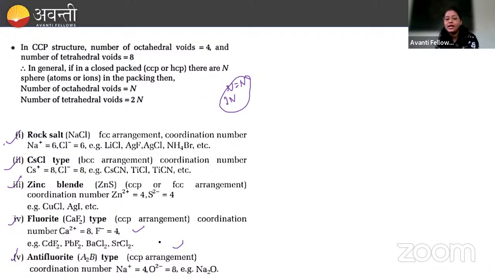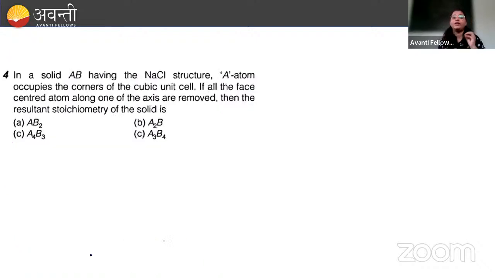Next, if we want to determine the formula for a given compound, then we should consider the cell structure. So here, in a solid AB having the NaCl structure, AB का स्ट्रक्चर कैसा है? NaCl जैसा. NaCl का स्ट्रक्चर कैसा है? CCP हम लोग बोल सकते हैं या फिर FCC स्ट्रक्चर बोल सकते हैं. A atom occupies the corners of the cubic unit cell. If all the face centered atoms along one axis are removed, then the resultant stoichiometry of the solid will be?